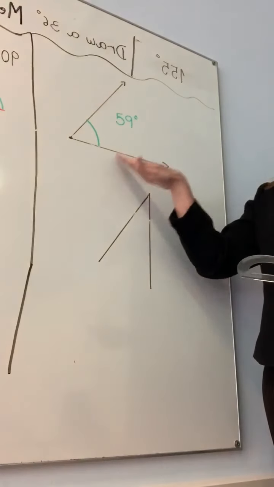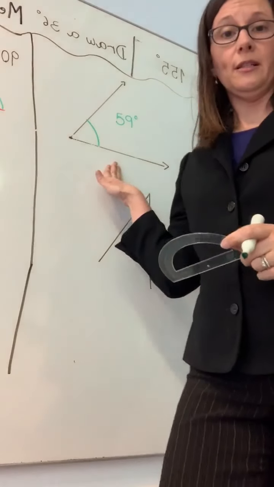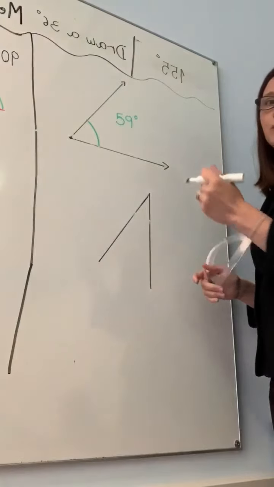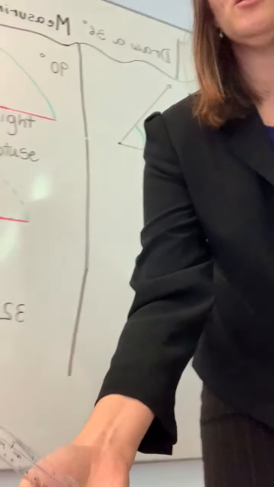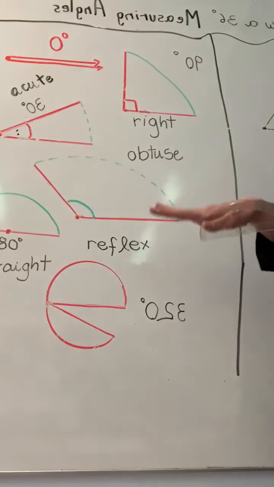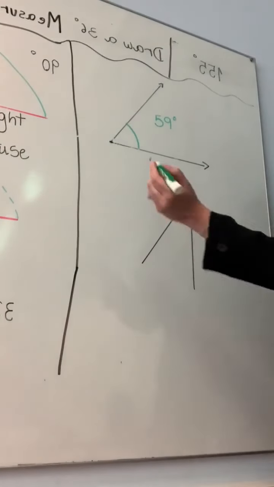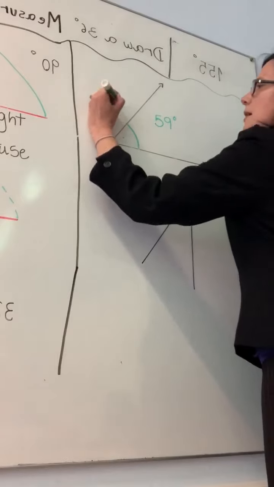So what name would we give to this angle here? It's less than 90, so like we had mentioned before, less than 90 is acute. So this one is an acute angle.